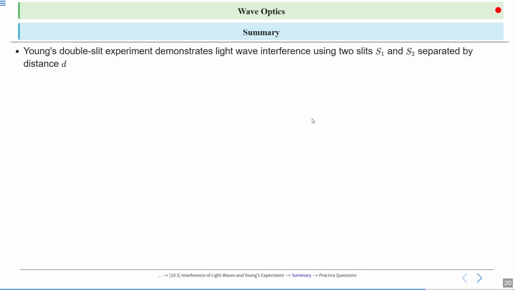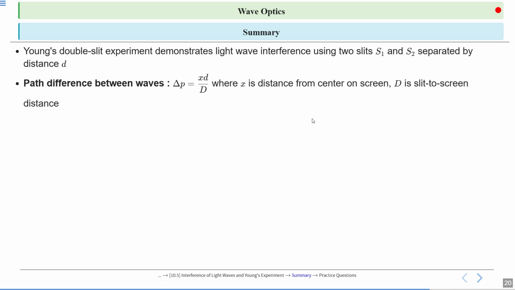So now let's summarize what we have studied today. Young's double slit experiment is crucial because it demonstrates the wave nature of light through interference patterns. Two slits S1 and S2 are separated by a distance d. When light passes through these slits, it creates an interference pattern on a screen.